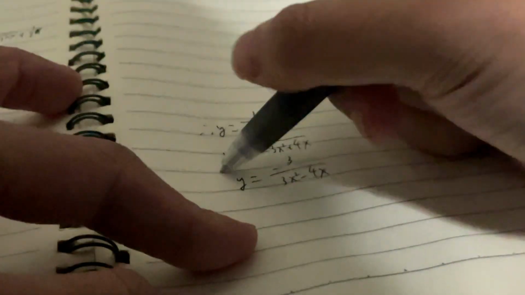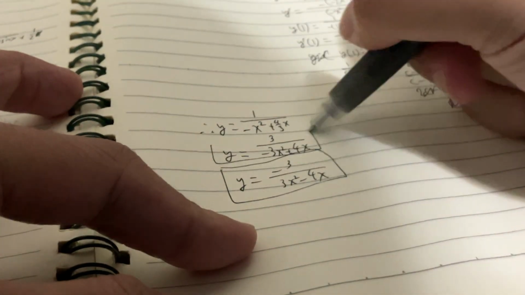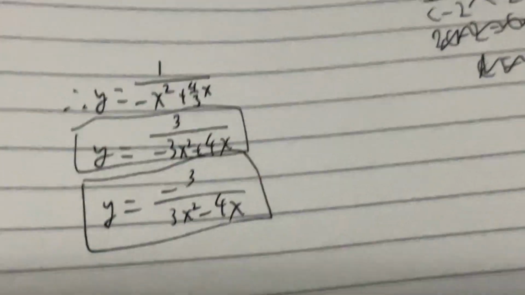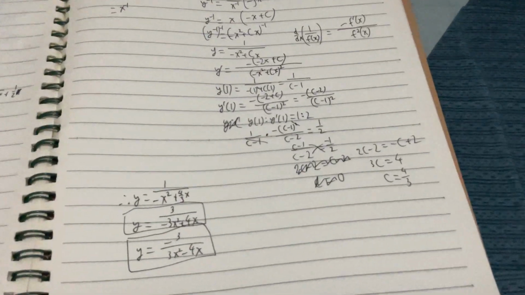This is our answer. You can get 2 answers after multiplying negative 1 here. So we are done. And bye. This question is finished.